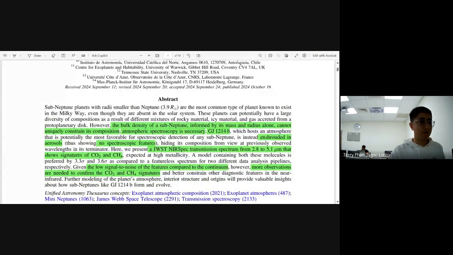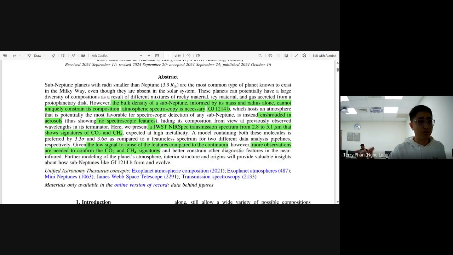The motivation of this paper is that the bulk density of the sub-Neptune cannot be used to constrain the composition of the sub-Neptune planet in detail, because the exoplanet GJ1214b is covered by very thick aerosol. It blocks the light, so in previous studies they could not observe and analyze the spectrum of the atmosphere. In this study, they use the JWST near-infrared transmission spectrum, which allows them to analyze the spectrum to know the composition of the atmosphere.